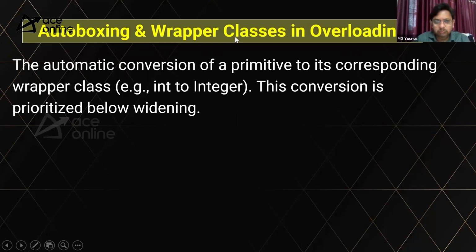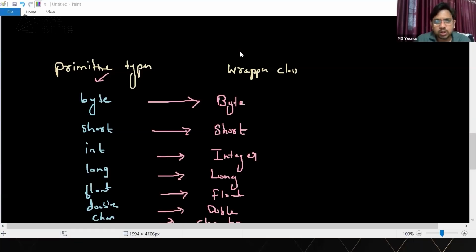Just let me show you. I think I have the slides which I have written about this, yeah, here it is. So I told you that for every primitive type, there is a wrapper class. For primitive type byte, we have a class called Byte. For short, we have a class called Short. For int, we have a class called Integer. For long, we have a class called Long. For float, we have a class called Float. And for double, we have a class called Double.